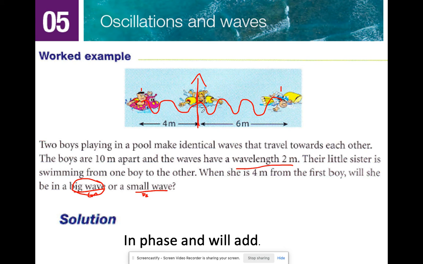If she was 5 meters, if for some reason she was over here, she'd be on a really small wave. They'd still be in phase with each other, but she'd be at the small wave part. So it all has to do with that.